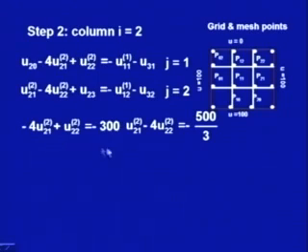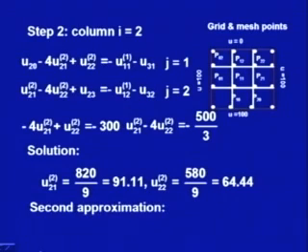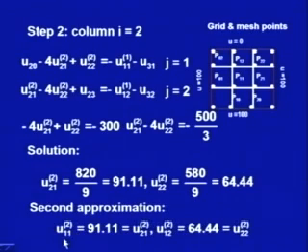Now simplify it, the simplification you can do yourself. So we get U21 as 820 by 9 or 91.11, U22 as 580 by 9 or 64.44. So what we have got is the second approximation. Now for all four internal points we have got the approximation. The second approximation we have got is U11 as well as U21 is 91.11 and U12 as well as U22 is 64.44.